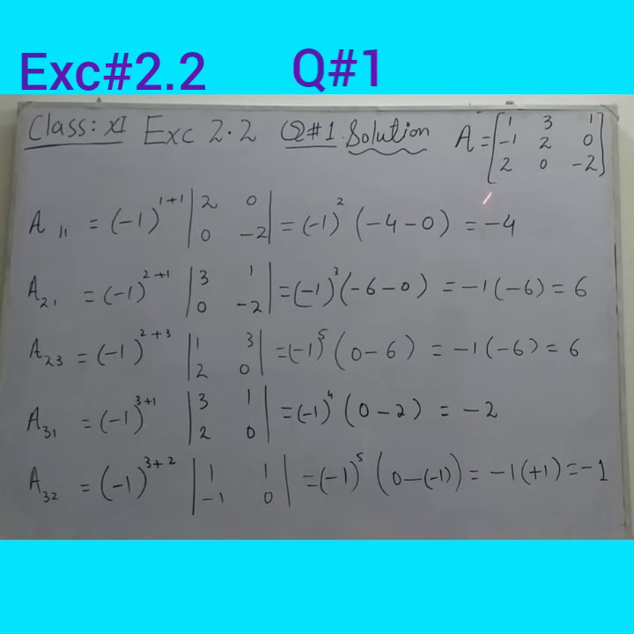Next A32. A32 means third row and second column, so it is on the position of 0. Now ignoring the row with 0 and the column with 0, that means the third row and second column will be ignored, and the rest of the elements are 1 minus 1, 1 0. Write down the determinant 1 minus 1, 1 0. We have minus 1 raised to power 3 plus 2, which gives 5. 1 into 0 minus minus 1 into 1, minus minus plus, and this minus 1 raised to power 5 gives minus 1. Minus 1 into plus 1 gives minus 1.